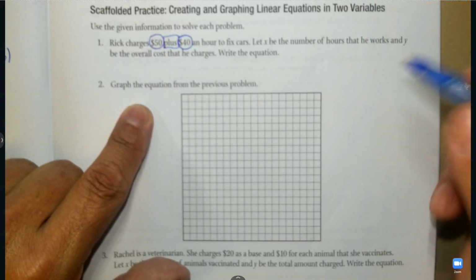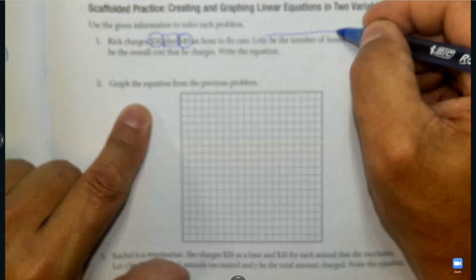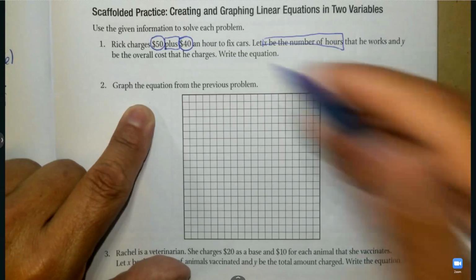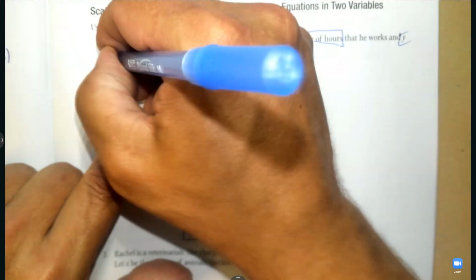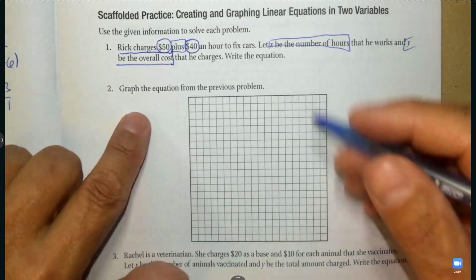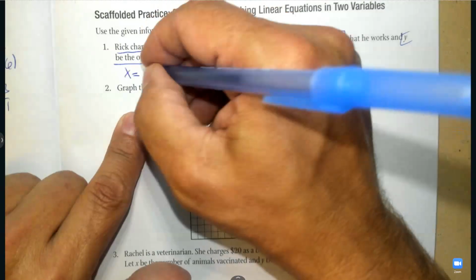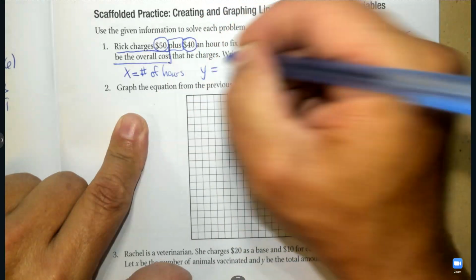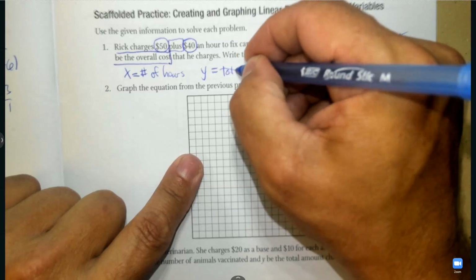$40 an hour. And it says, let X be the number of hours that he works, and let Y be the overall cost. And then write the equation of what you see here. So X, to begin with, is the number of hours. I'm going to write that down. And Y is the overall cost. I'm going to say the total cost.